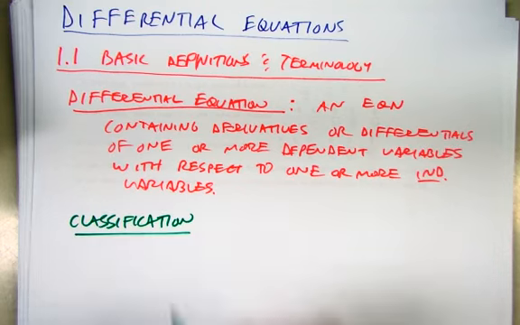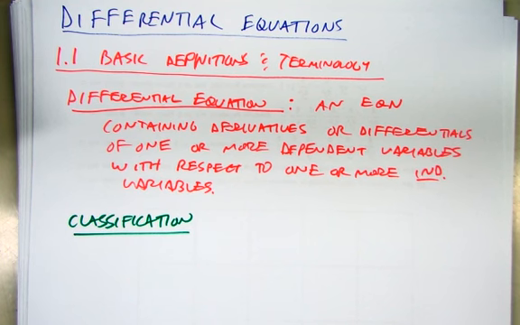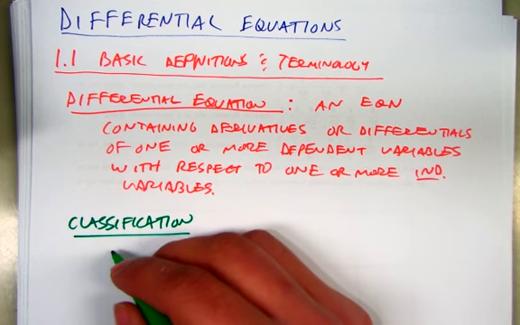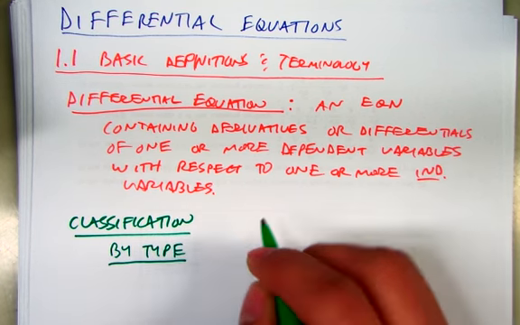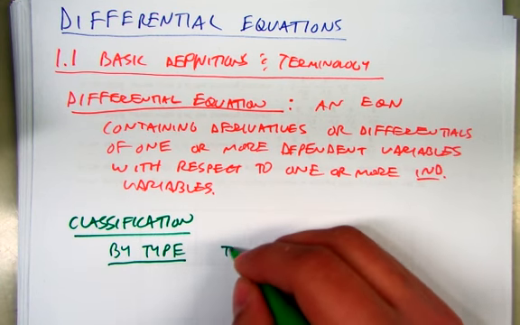Okay. So, you've seen differential equations before. You're going to see a whole bunch of them that you haven't seen, obviously, in this course. One of the things that we need to be able to do is classify what kinds of differential equations we're looking at or solving. There's a few ways to do that, mainly three. One is by type. And we have two types, basically.